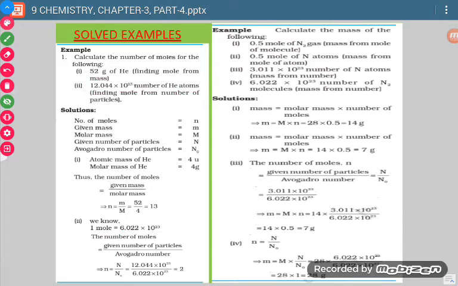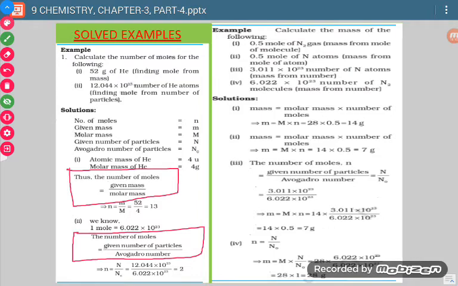So from this question, what do we know? We know about two formulae to calculate the number of moles. First is number of moles is equal to given mass over molecular mass, and second formula is number of moles is equal to given number of particles divided by Avogadro number. Okay, now let us come to second question.